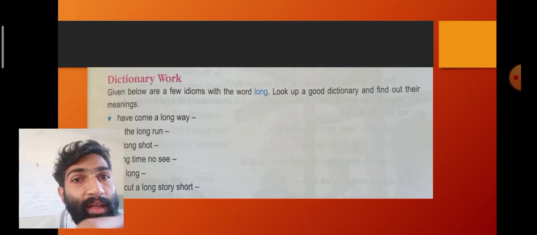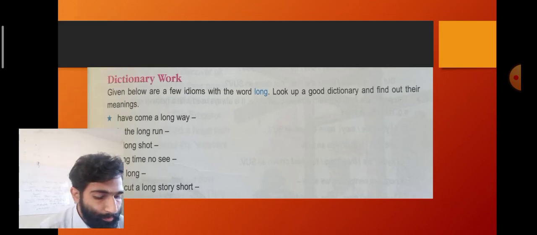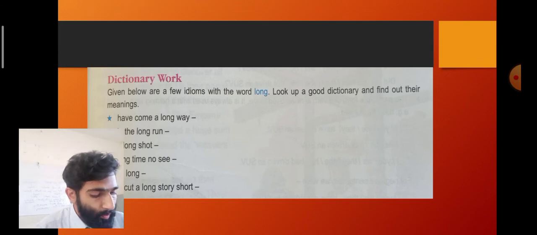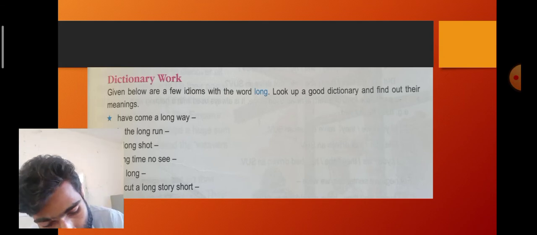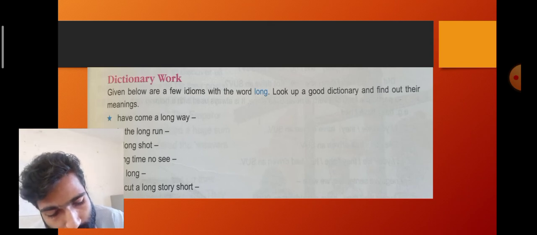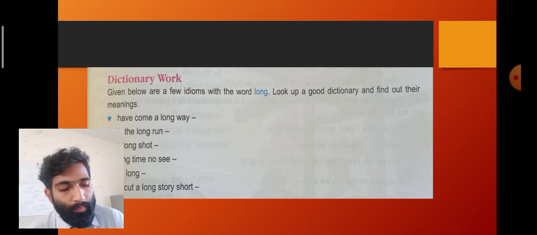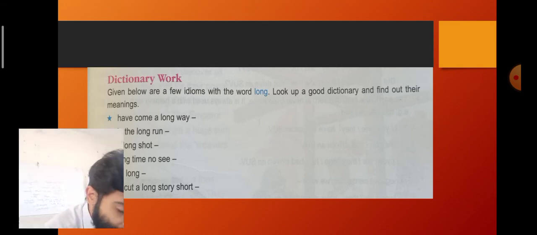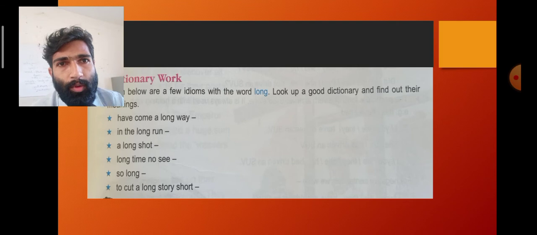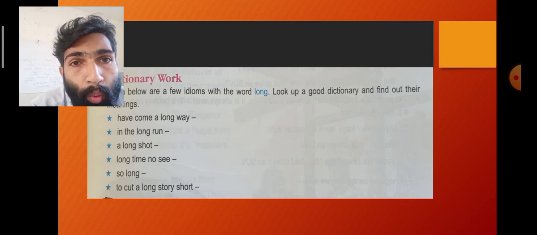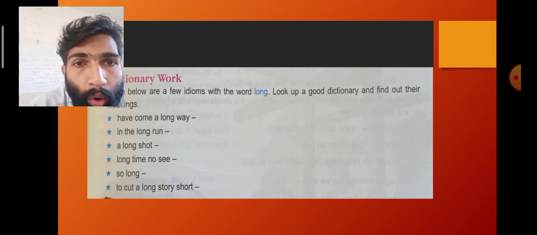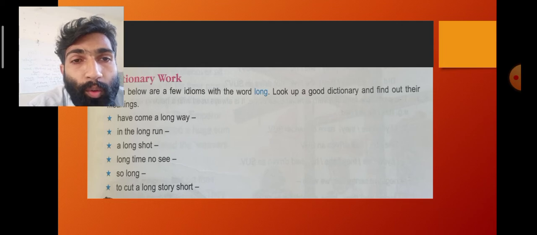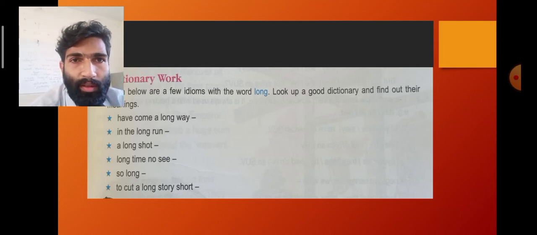Then next, dictionary work. This is homework for you. You have to find the meaning from the dictionary. If you don't get any word, you can ask me at that time. Have come a long way, in the long run, a long shot, long time no see, so long, to cut a long story short. Find the meaning of these words.